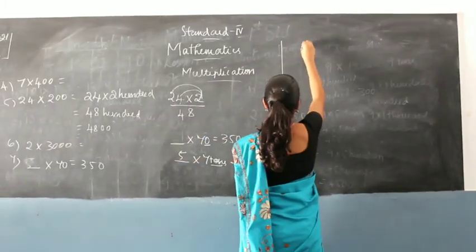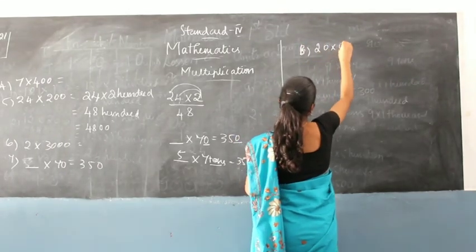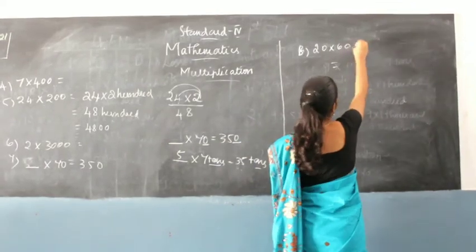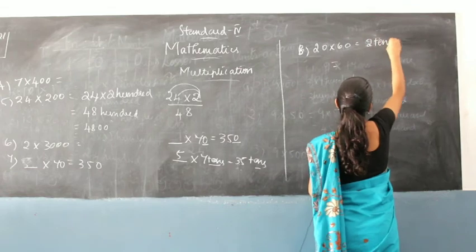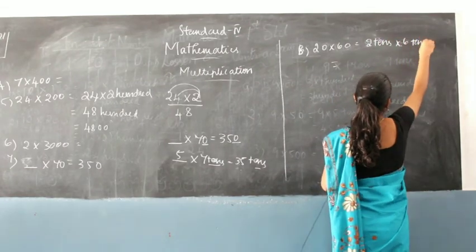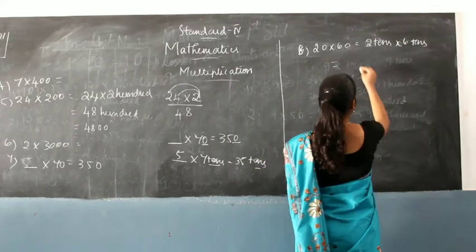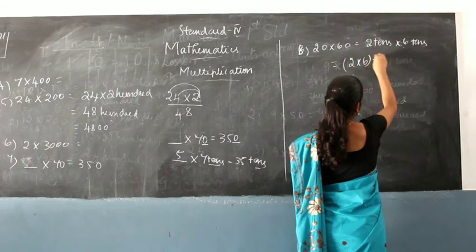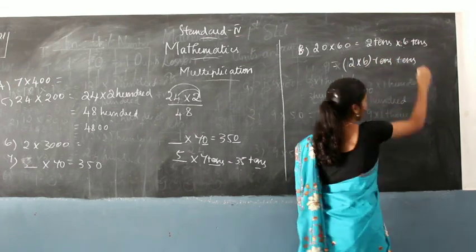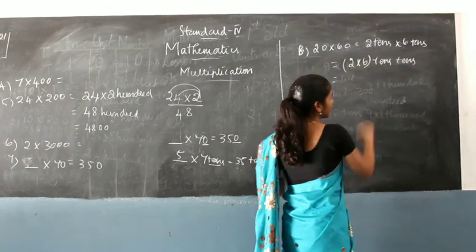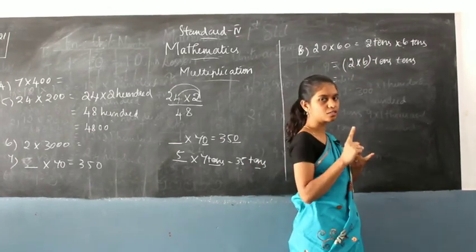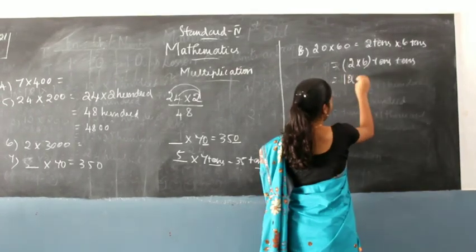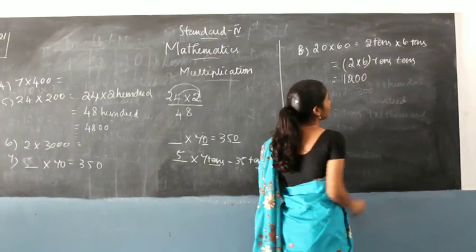Now the last one, 8th sum, 20 into 60. So here you see there are 2 tens here. So 2 tens into 6 tens. Now what you should do is 2 into 6. 2 tens are there, no? So now 2 1s are 2, 2 2s are 4, 2 3s are 6, 2 4s are 8, 2 5s are 10, 2 6s are 12. So 2 6s are 12 and there are 2 tens. For that you put 2 zeros.